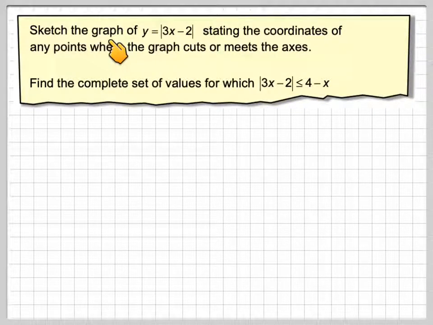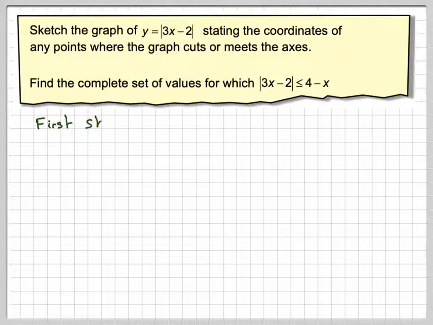Sketch a graph of y is equal to the absolute value of 3x minus 2, stating the coordinates of any points where the graph meets the axis. Find the complete set of values for which 3x minus 2 is less than or equal to 4 minus x.